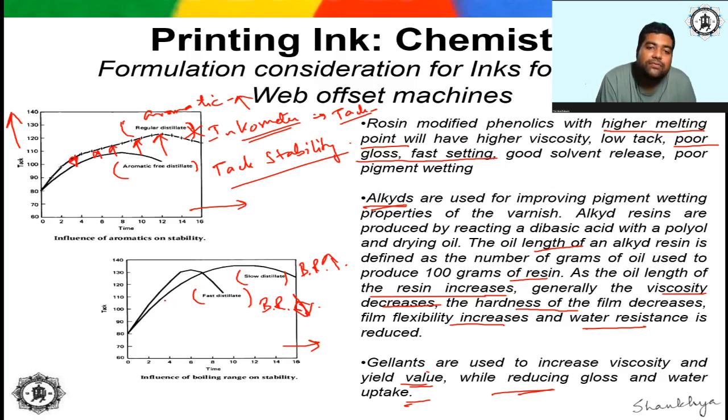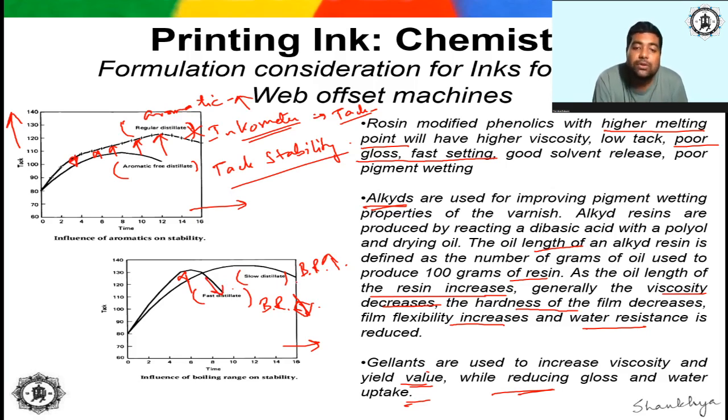That when you are using a fast distillate, its boiling range is low. That means there is a tendency for that distillate to evaporate out at lower temperatures. As the liquid component evaporates, the tack of that ink increases, right? As soon as it increases, after a certain time the body of the varnish breaks, that is phase separation occurs, as a result of which the tack also drops down.